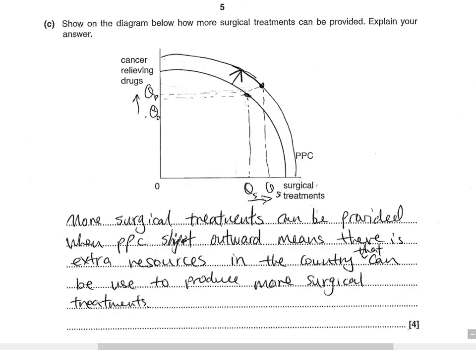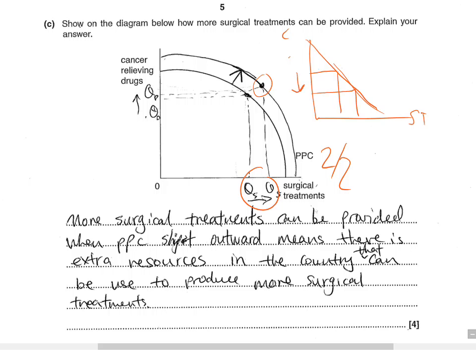It also says explain your answer, so there's 2 marks for the graph. So we've got the increase here and we've got the change up here as well. This could also just be drawn as an opportunity cost diagram. So with surgical treatments here and cancer treatments here, and a reallocation of resources, C to C1 and S to S1. That would also answer that first part.